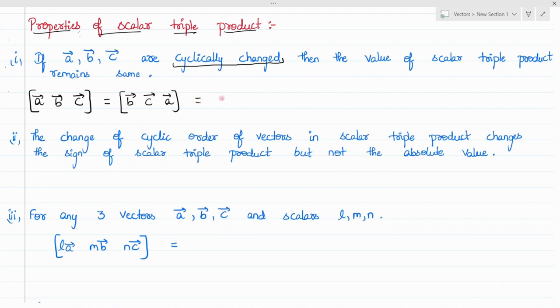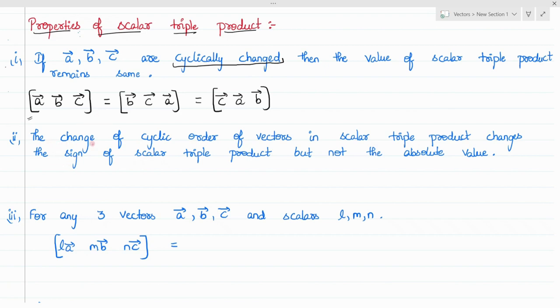So similarly, this can be written as C, A, B, which means we are changing it cyclically. Now next, again, if you change, you'll get the original one, right? Again, A comes in the first position, B in second, and C comes in third. So if you cyclically change the scalar triple product, the value is going to remain the same.